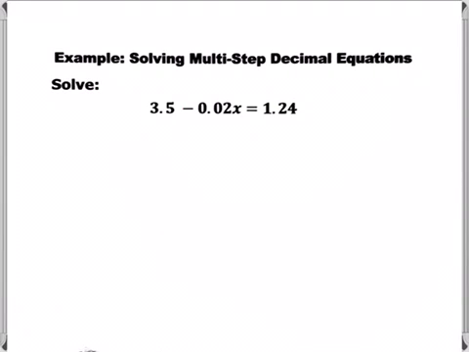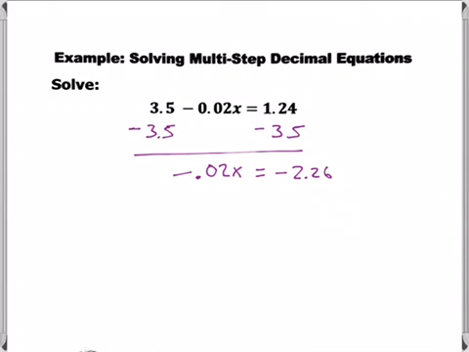In this problem, you're dealing with decimals. All right, so 3.5 minus 0.02x equals 1.24. So this problem looks like any other problem we work with. We're going to move the 3.5 first by, in this case, subtracting it. So we get -0.02x equals -2.26. So now our last step is to divide by the -0.02. In this case, you're going to get x to equal 113.